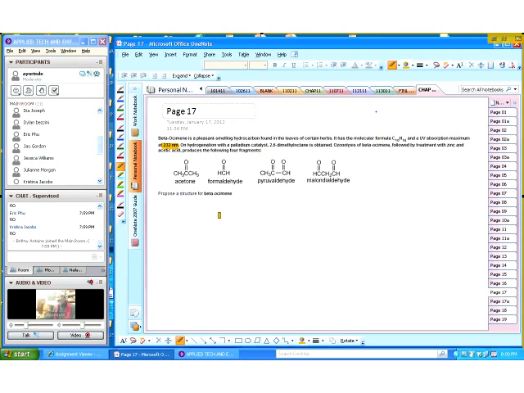Very good. Now what they want us to do is to determine the structure of this molecule. The formula of that molecule is C10H16. The first thing I want us to determine is the index of hydrogen deficiency for this molecule. In other words, how many double bonds or rings does this molecule have? What is the index of hydrogen deficiency?